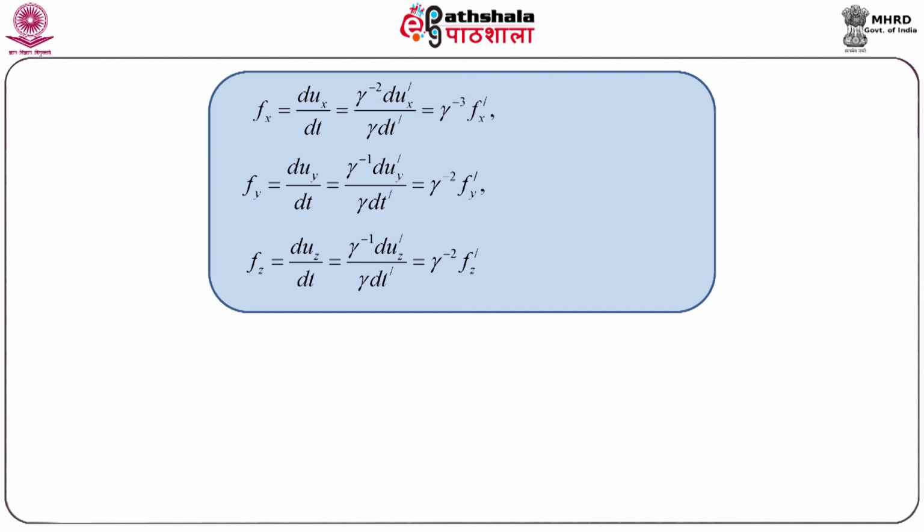Similarly, we get the relation between f suffix z and f dash suffix z. F suffix z is the component of acceleration in frame S along z axis. F dash suffix z is the component of acceleration along the z dash axis in frame S dash.